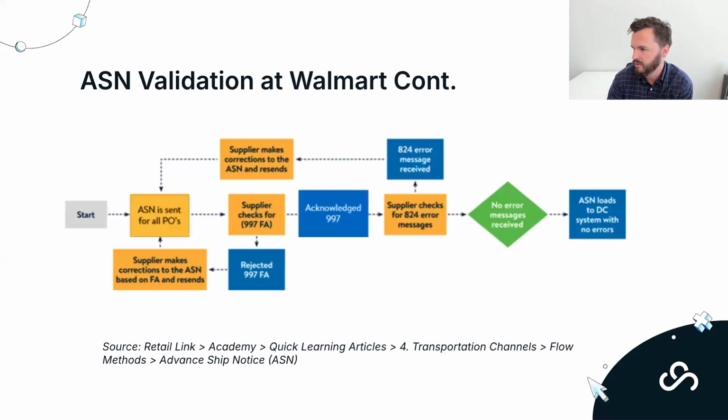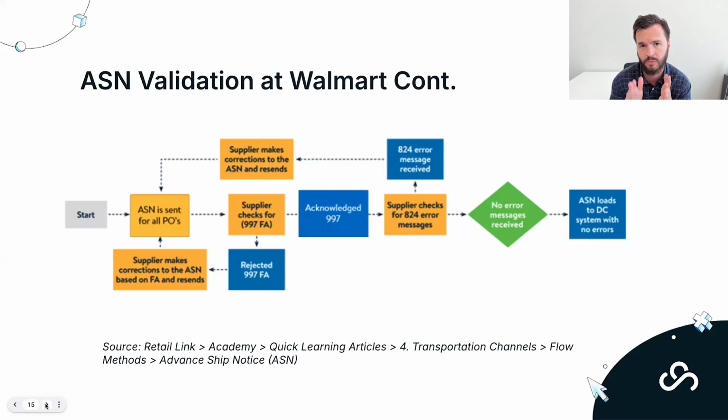So we've got a granular image here. Not the world's best image, but we've got our source linked there, so you can go and look at it on your own time as well. In the Supplier Academy and Retail Link, you'll be able to see this image there. But I think it's a really great graphic of the whole lifespan of an ASN. So at the beginning, your ASN is sent for all the POs.